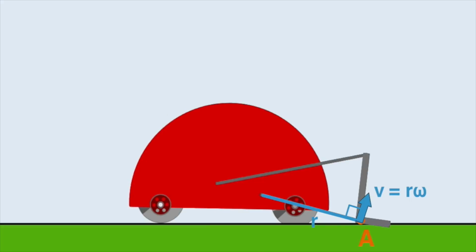And we could also do the same thing with the link that connects at point B back to the robot. So that would also allow us to determine the direction of the velocity, and that would also be related to the angular speed of that link that goes from B back to the robot by the same equation. It's just going to be the length of that radial line times the angular speed of that particular link.